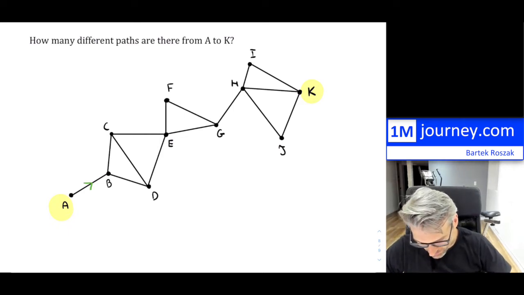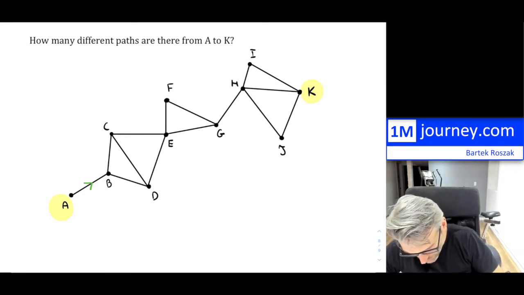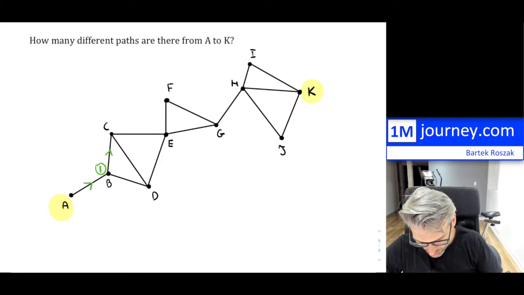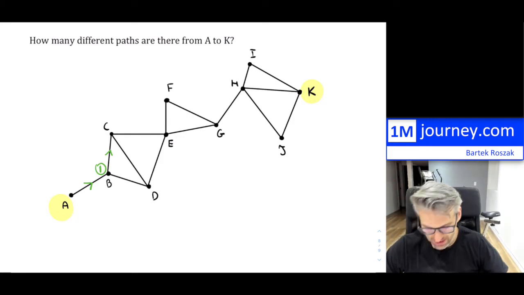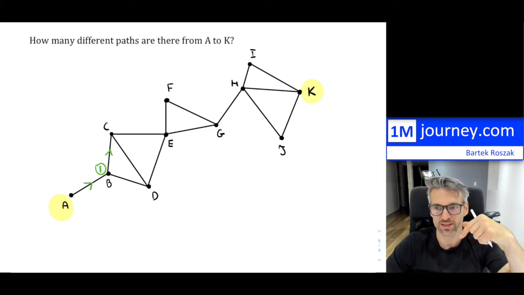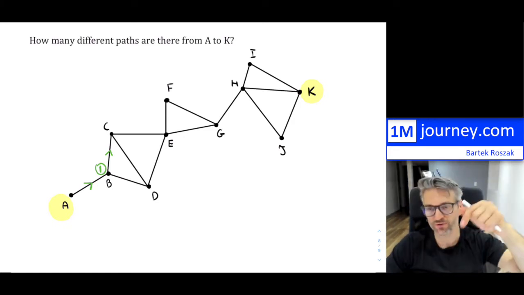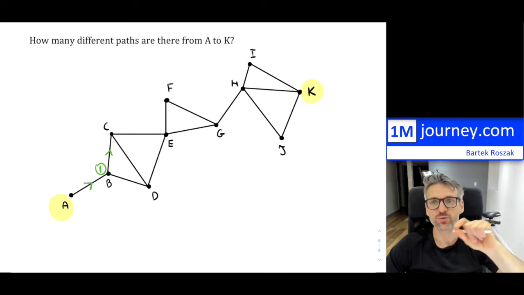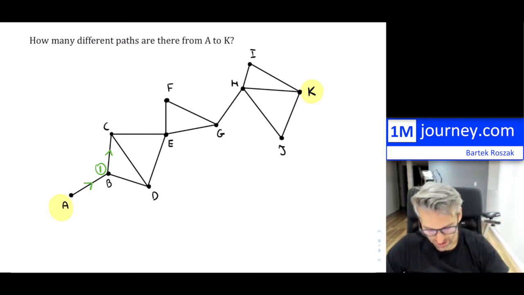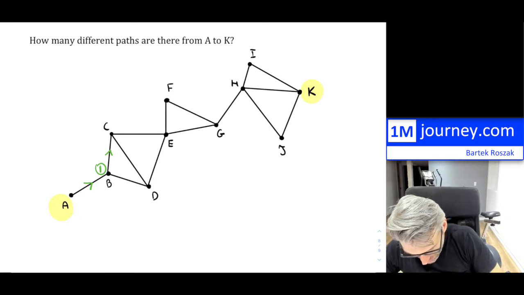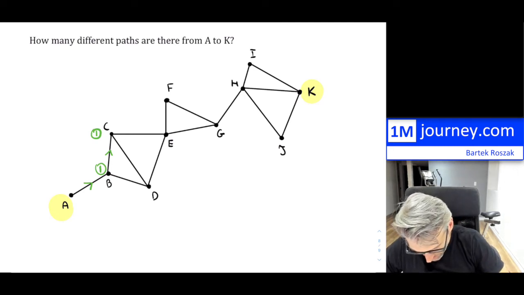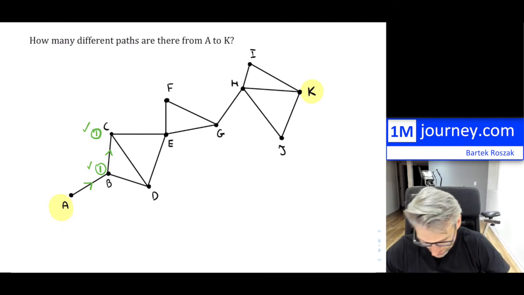For instance, to get from A to B, there's only one way to do it. So I'm going to put a little 1 there to go in this direction. Now, to go to C, you will notice that there's only one way from B to get to C. We're assuming we can't just keep going back and forth between cities. Once we've traversed something, we're not going to traverse it again. So we're doing the paths which have the least amount of backtracking. So to get to C, there's only one way to get there from B.